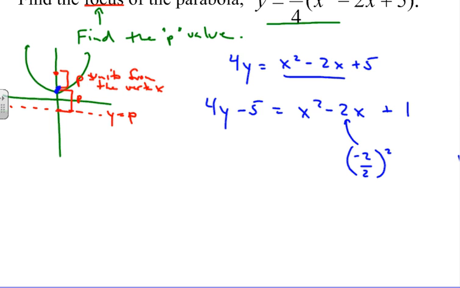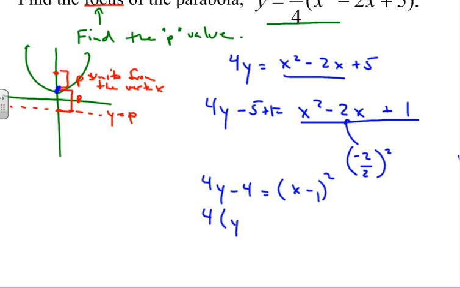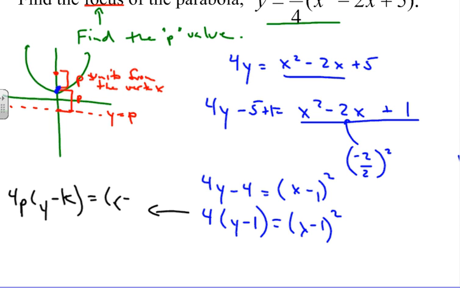Now, what we do to one side we have to do to the other, so we're going to add 1 to this side. So we have 4y minus 4 equals, and now we have our perfect square. We can take x minus 1 squared. From here, we can factor out a 4, so we have 4 times the quantity y minus 1 equals the quantity x minus 1 squared. Now, what we just created was an equation that is in this form, where we have 4p times y minus k equal to x minus h, that quantity squared.